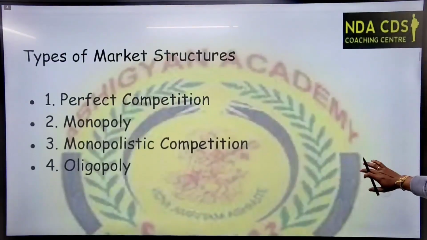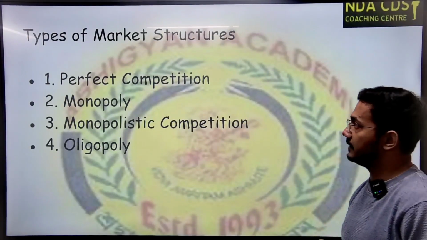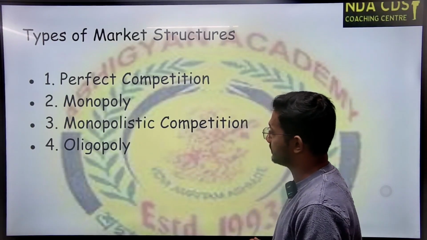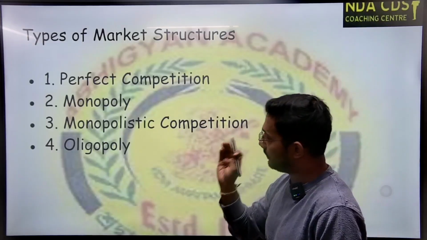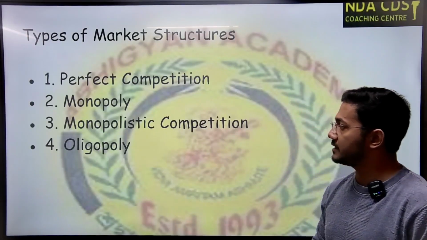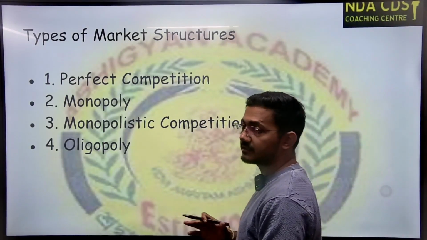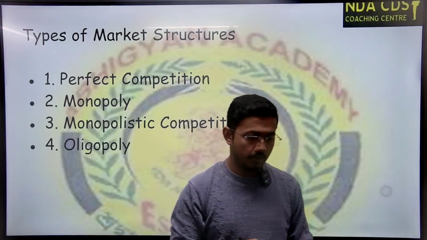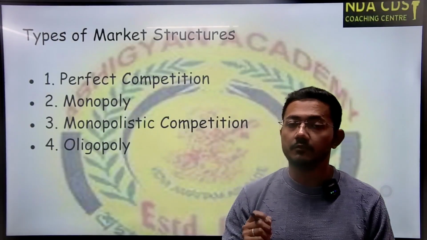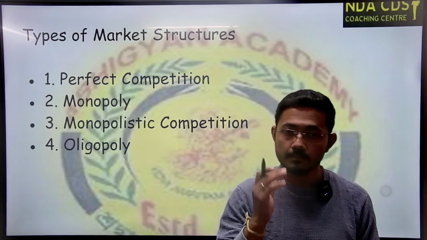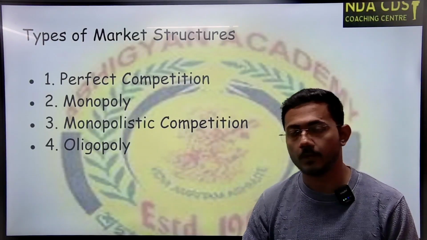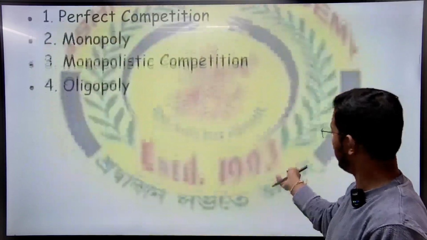Next, now the technical part: types of market structures. The first one is perfect competition. Second, monopoly, monopolistic competition, and oligopoly. These are the types or classification of markets based on the type of competition between the parties involved. Let's begin with perfect competition.